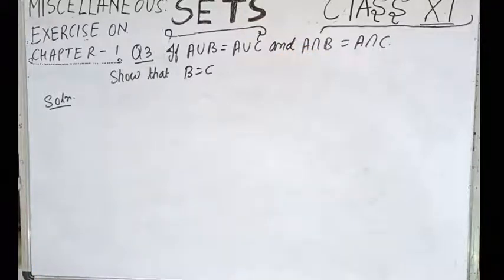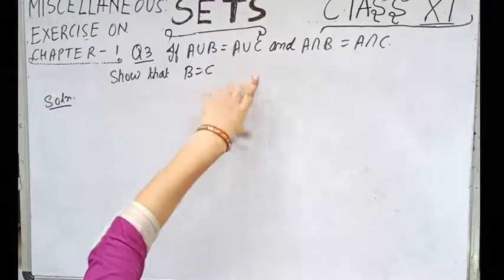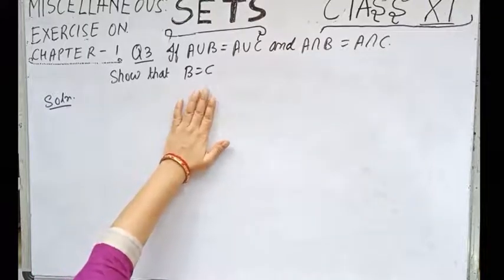Let us move to question number 3. Question number 3 is saying that if A, B and C are three sets such that A union B equals A union C, and A intersection B equals A intersection C, then prove that B equals C.